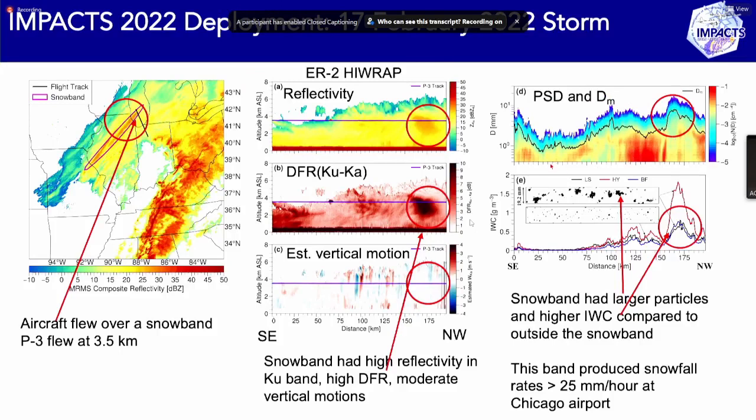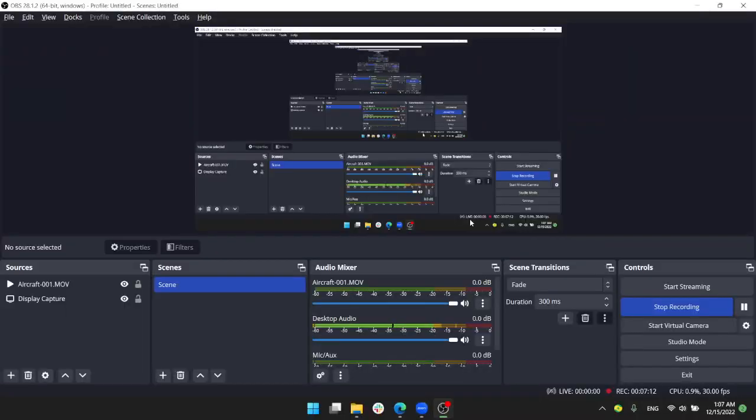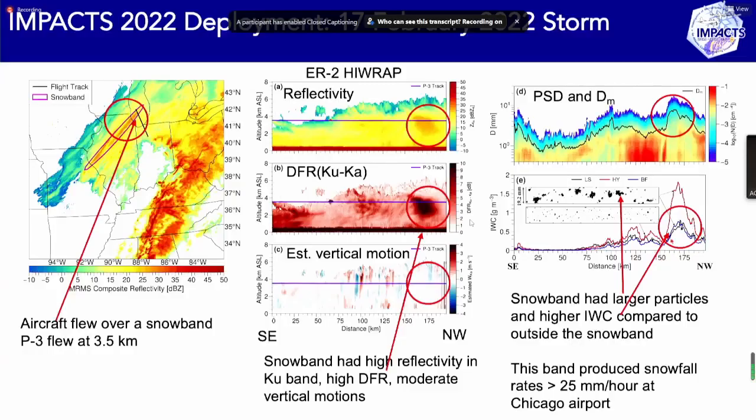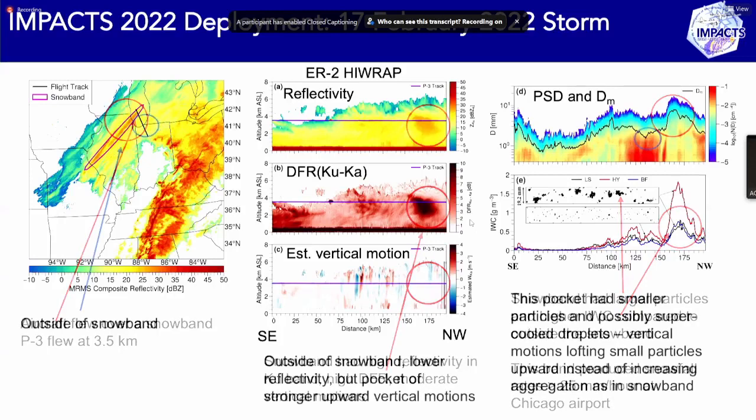So this is a PSD and a Dm plot with distance here, and I'm circling where that snow band is. The mean diameter was a much bigger increase, and we had a lot fewer smaller particles. And using 3 different estimates of ice water content, you see that there is also an enhancement of ice water content. So that is happening inside the band.